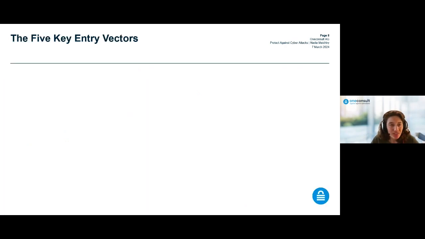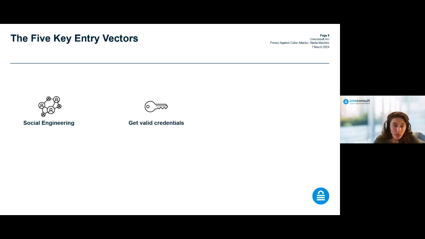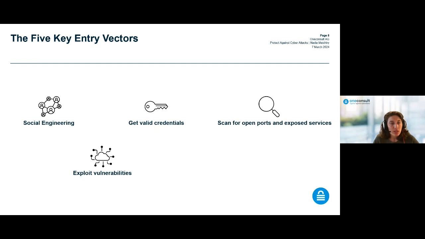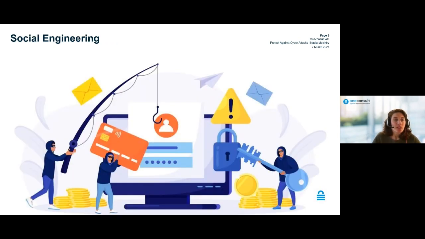So as I've just mentioned, during this webinar, I will focus and go through these 5 key entry vectors. So social engineering, that is phishing emails, etc. Get valid credentials through brute force, password spraying, for example. Open ports and exposed services, vulnerabilities in appliances, services, and software. And we'll finish with removable media like USB sticks. So let's start with social engineering attacks.